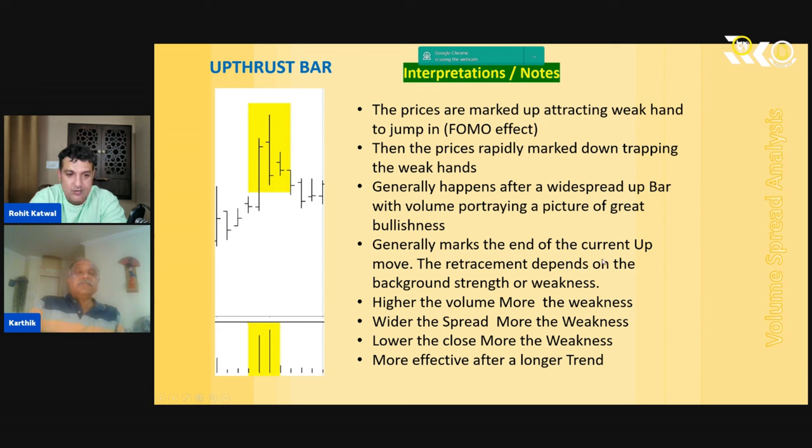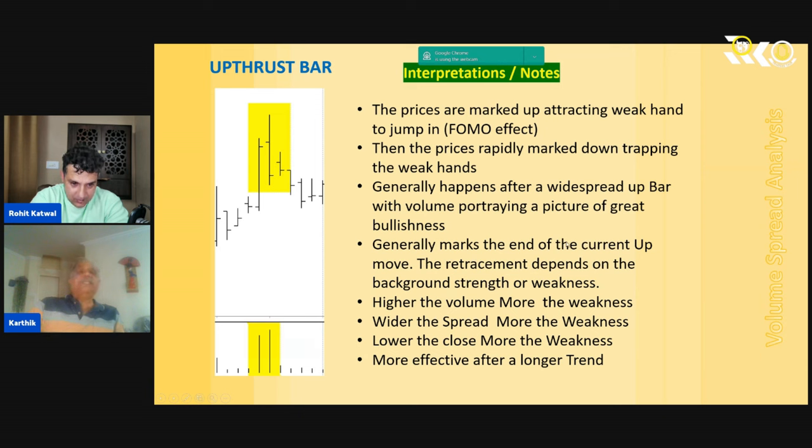So it generally happens out of a widespread up bar with volume portraying a picture of great bullishness. Everybody is saying this is going to move up, because conventional volume interpretation is that an up bar on strong volume will go up very strong. So everybody is jumping into the stock. And it generally marks the end of the current up move.